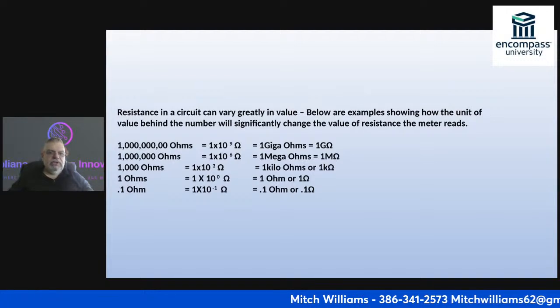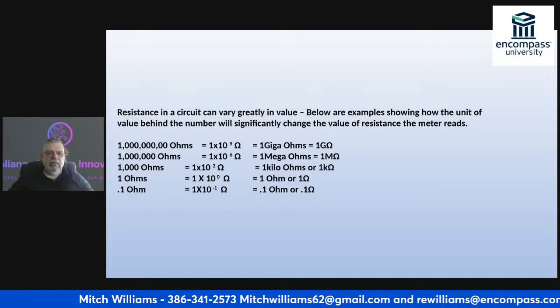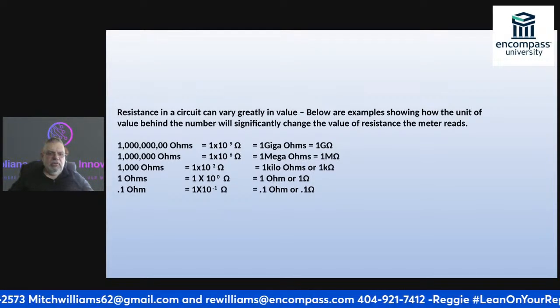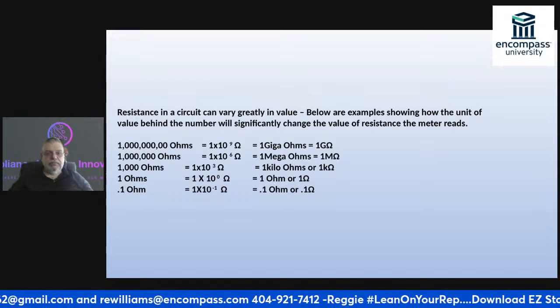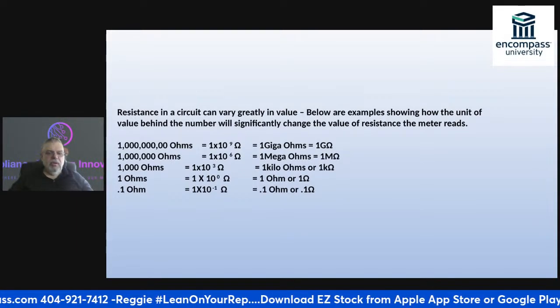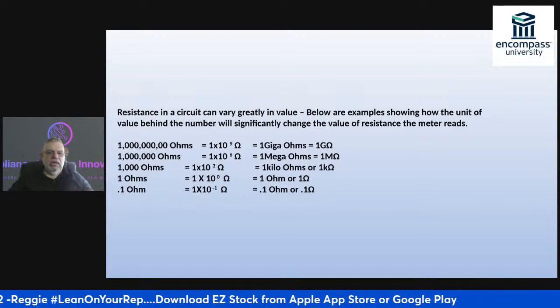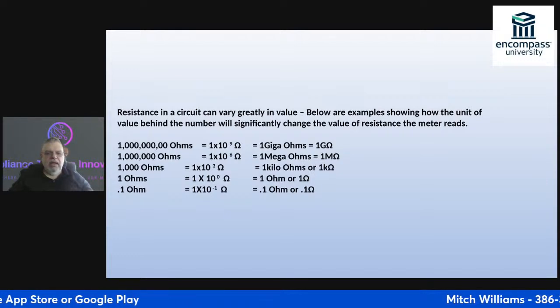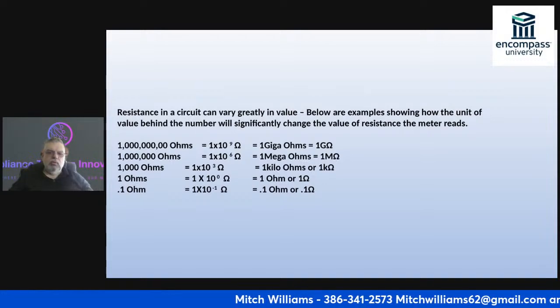Once again, we have 1 times 10 to the ninth power ohms, which is a giga ohm. Then I have 1 million ohms, that's 1 times 10 to the sixth power ohms. And then I have 1 mega ohm. That's what that is. 1 million ohms is 1 mega ohm, and if you look at that, the symbol is M with the omega symbol.